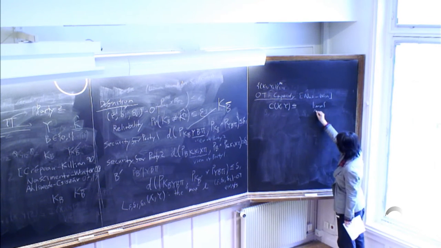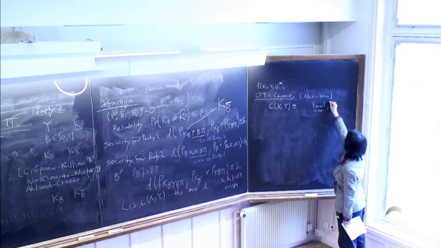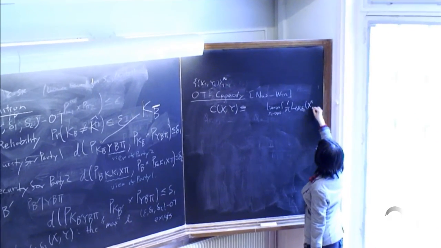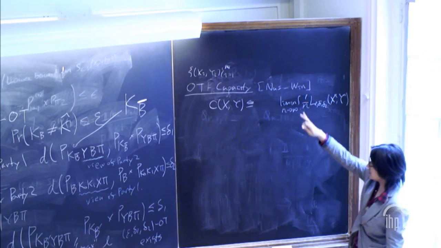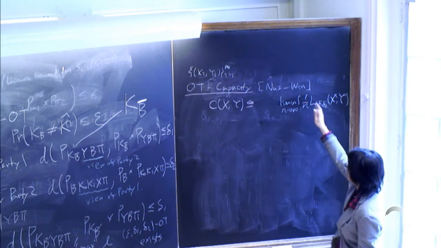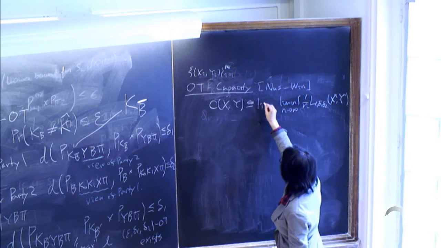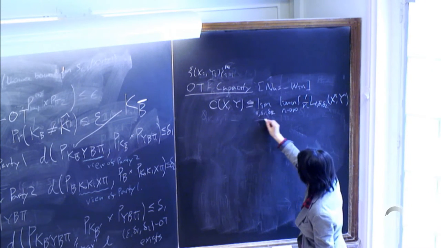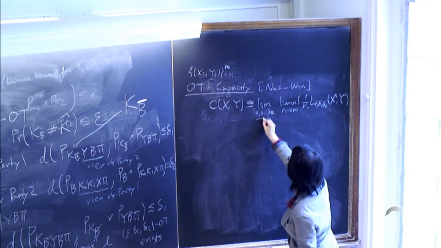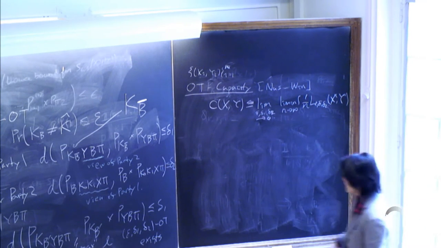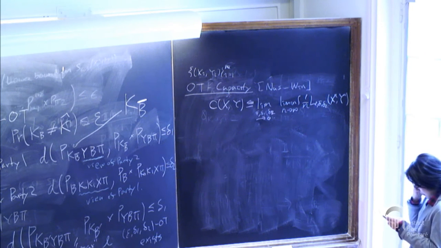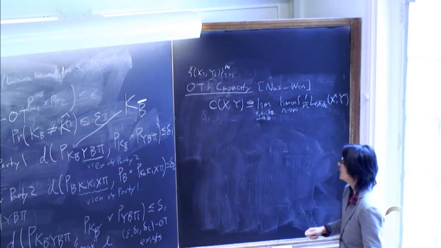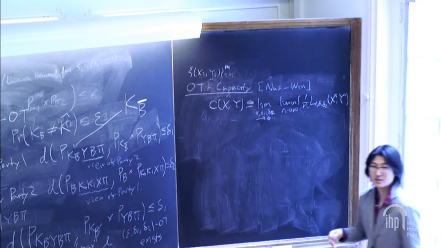Then in the asymptotic case, we just plug X^n, Y^n into this and normalize it and take the limit. We also take the limit of these three security parameters. So this is the OT capacity introduced by Nascimento and Winter. But this OT capacity is not known in general, and for some special cases, the problem is solved.